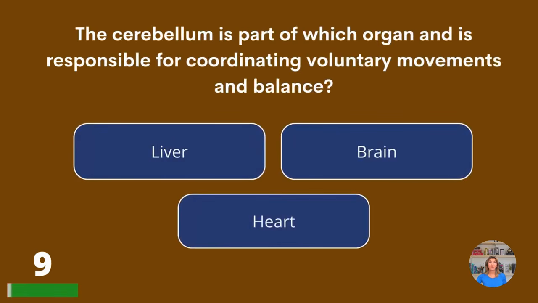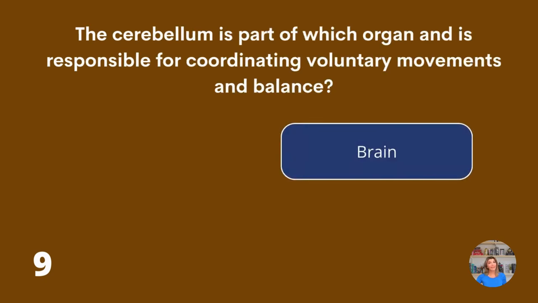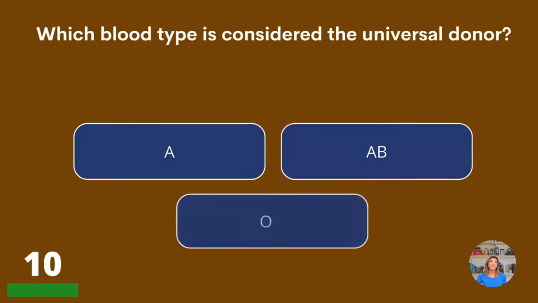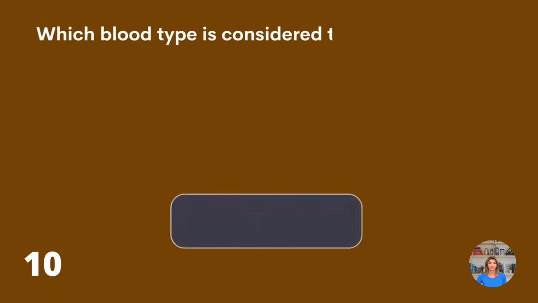The cerebellum is part of which organ and is responsible for coordinating voluntary movements and balance? Liver, brain, or heart? Brain. Which blood type is considered the universal donor? A, AB, or O? O.